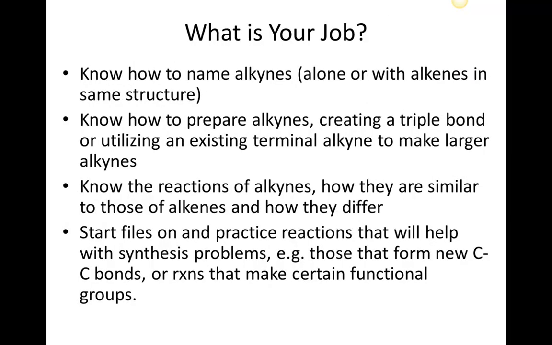So in this chapter, your job is to know how to name alkynes, and they may be either by themselves or also with alkenes in the same structure. They may also have stereocenters in the molecules. Any of those things that we've had already could be in there. You now should know how to prepare alkynes from double dehydrohalogenation or from vinyl halides. And those things create the triple bond where you didn't already have them. Or if you have a terminal alkyne, then you can make larger alkynes.